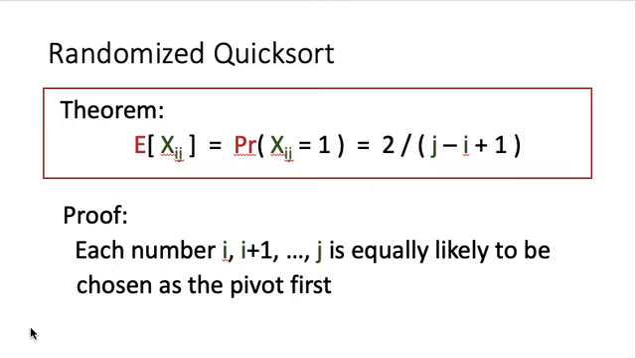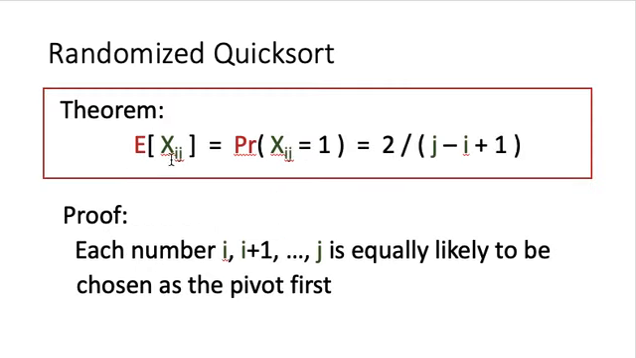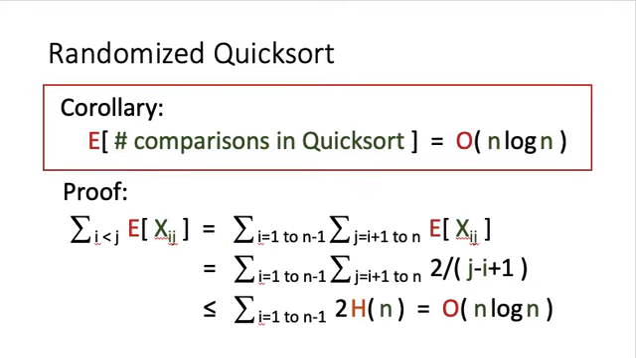Now we have everything. From before, we have that the expected number of comparisons is the summation of X_ij, and now we have the exact formula for it. So we can combine everything to get the corollary here: the expected number of comparisons in Quicksort is order of n log n. We are going to show this one. Although the worst case is order of n squared, the expected number of comparisons is only order of n log n. So we combine everything.